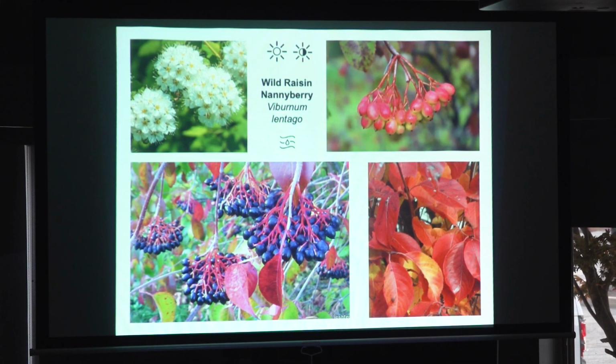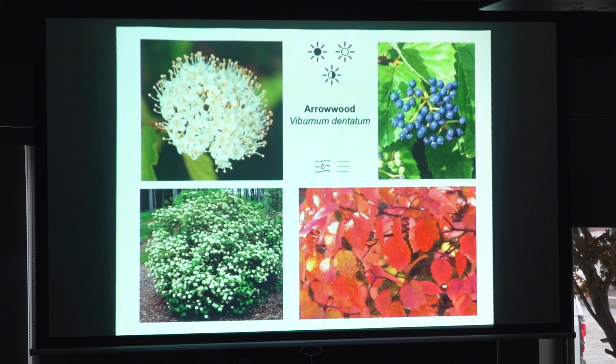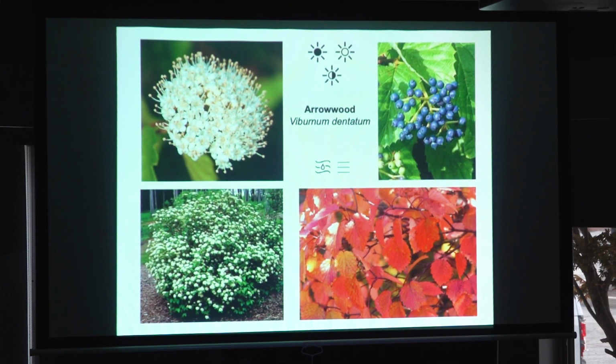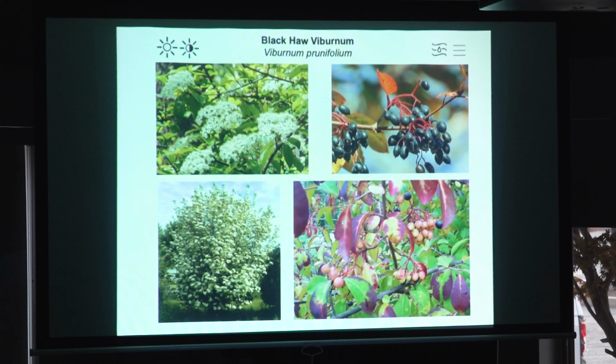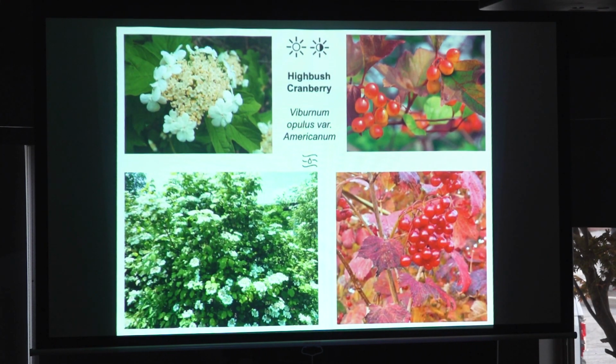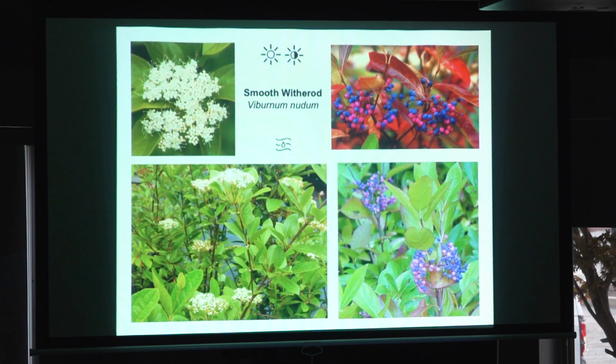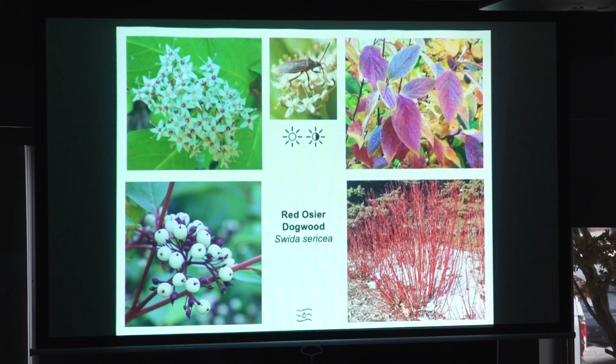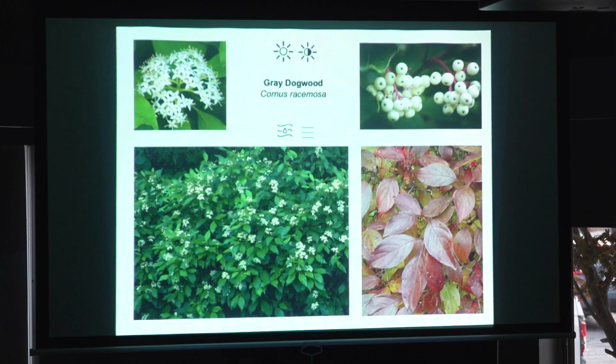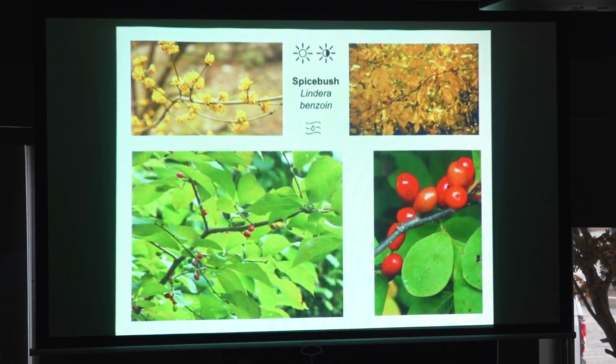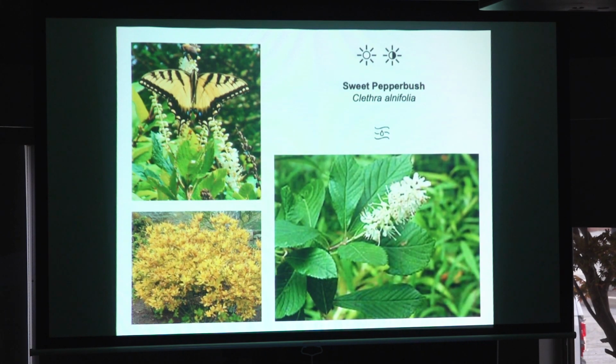All the viburnums are good for both pollinators and songbirds because they have the fruit in the fall. So a lot of times when you're doing the pollinators a service, when you're providing for them, you're also providing for the songbirds. All of these are in the viburnum family. We've got quite a selection of different heights. Red osier dogwood, gray dogwood, round leaf dogwood, spicebush, sweet pepper bush. Butterflies absolutely love this shrub.